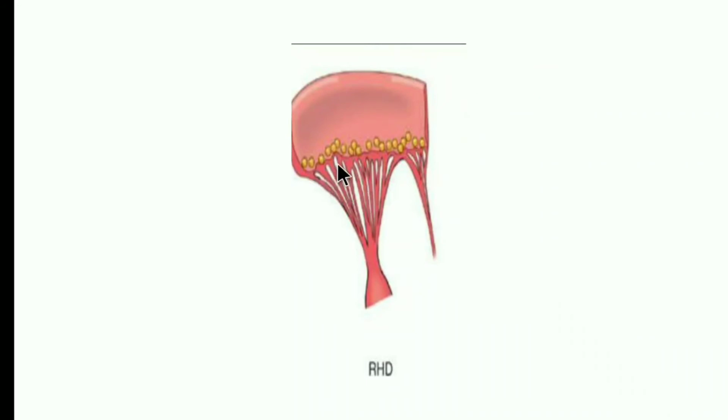Here is the image from Robbins. Here at the end of this leaflet valve, you can see small warty vegetations which are firmly attached. This is in rheumatic heart disease.